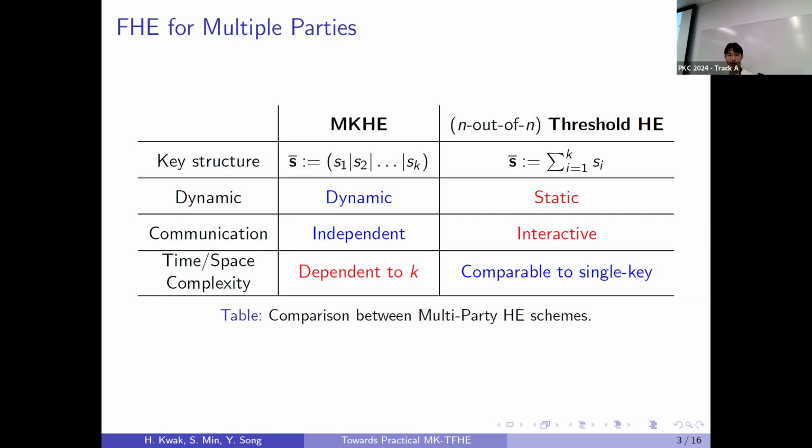For example, multi-key HE is dynamic and its key setup phase is independent, but the time and space complexity is dependent on K. And threshold HE is static and its key setup is interactive, but its time and space complexity is comparable to single key schemes. In this talk, I will be only focusing on the multi-key HE.